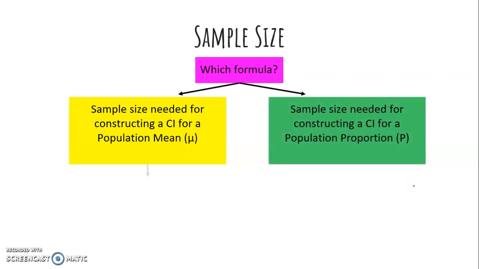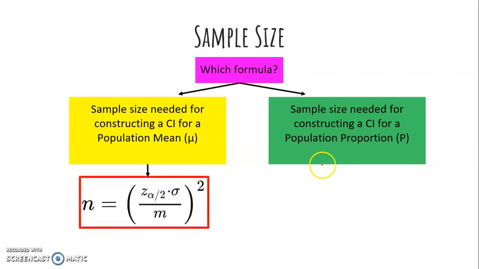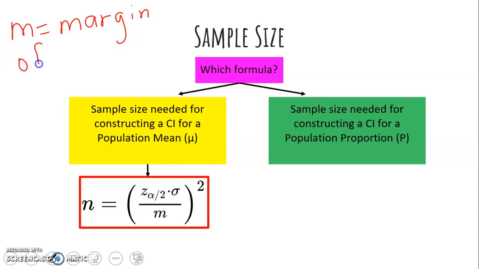Alright, now if it is a mean, there's only one formula. It's N equals critical value times population standard deviation, sigma, divided by M, the margin of error, squared. So M is margin of error, just in case you forgot. Now, once you do this, you want to round up to the next whole number.